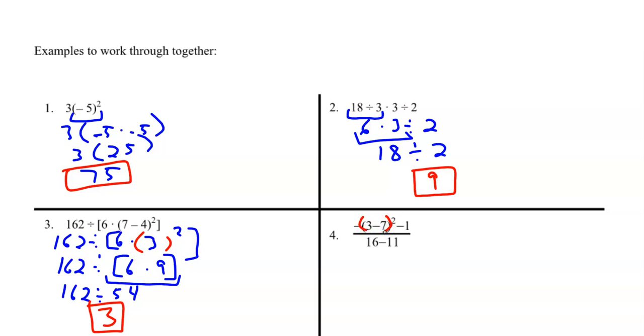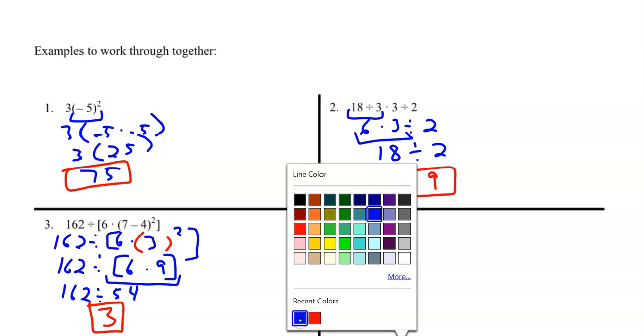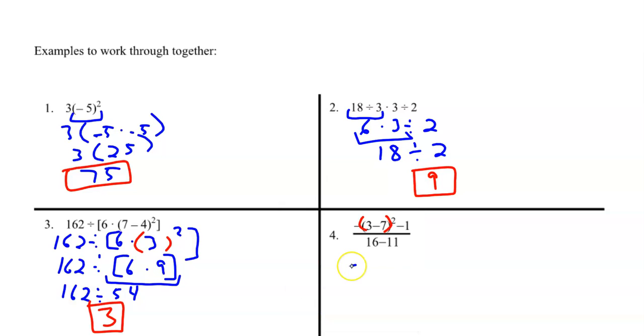So I'm going to rewrite this. Negative. 3 minus 7 is negative 4. And that's squared, minus 1 all over. I can go ahead and settle that part below the line. So 16 minus 11 is 5.